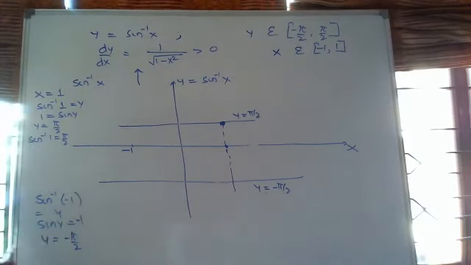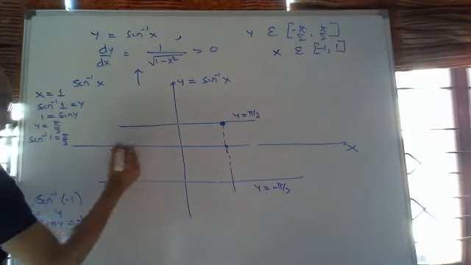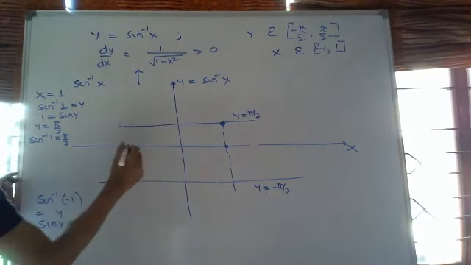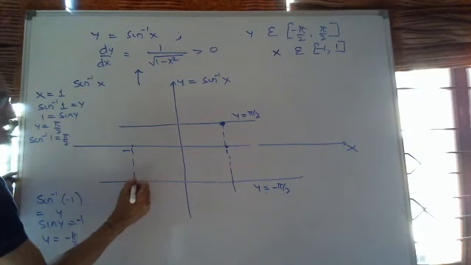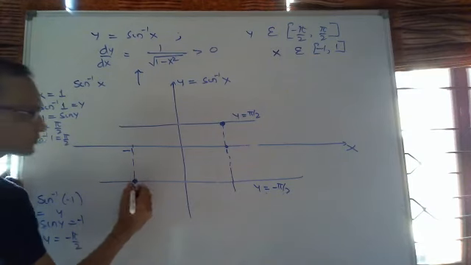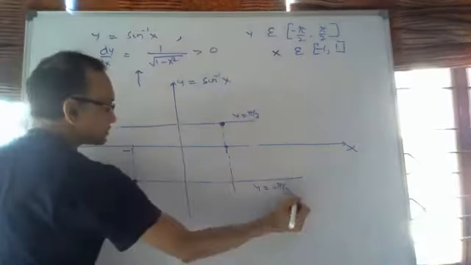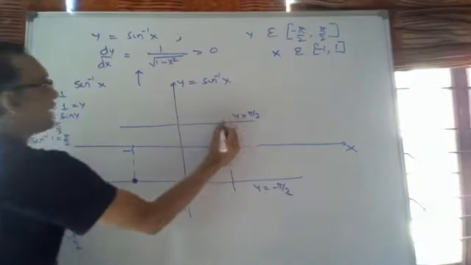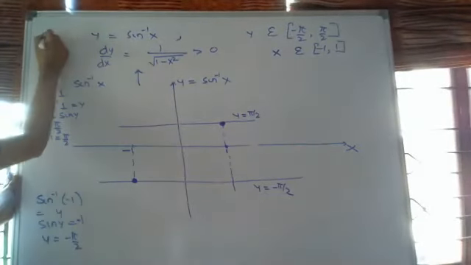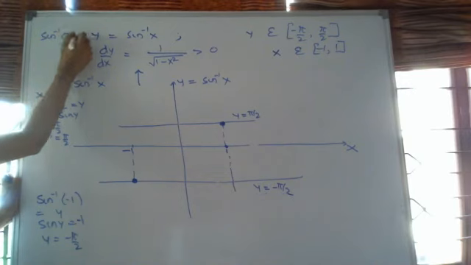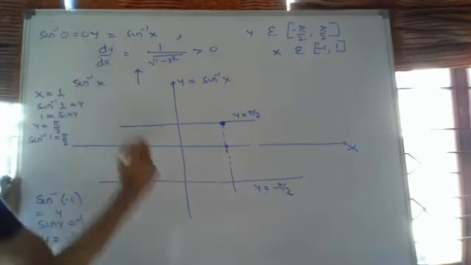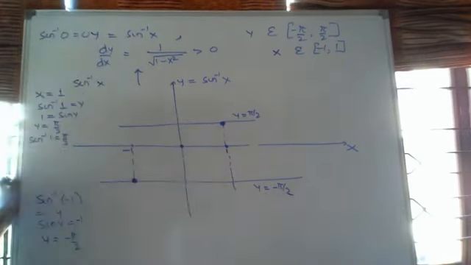Sin y is -1, so y must be minus pi by 2. That means when x is -1, sin inverse x would be minus pi by 2. This is the line y equal to minus pi by 2. So these are 2 points on the graph, and at x equal to 0, sin inverse 0 is 0 because sin 0 is 0. That means this is also a point on the graph of the function.